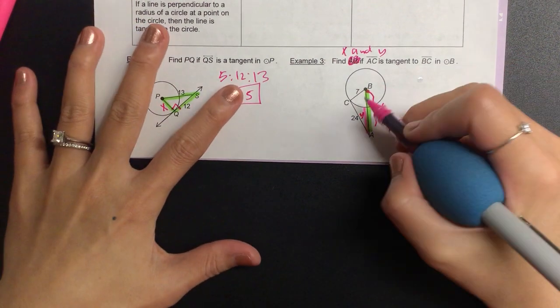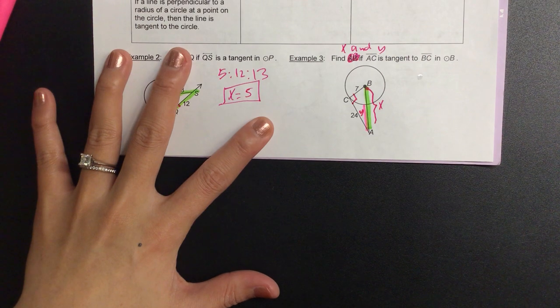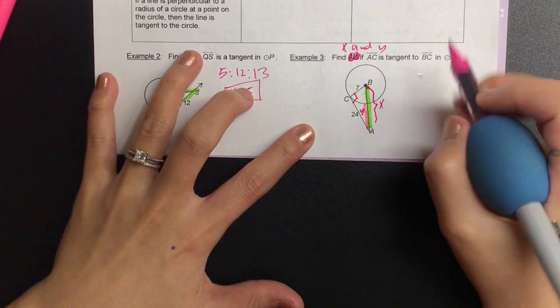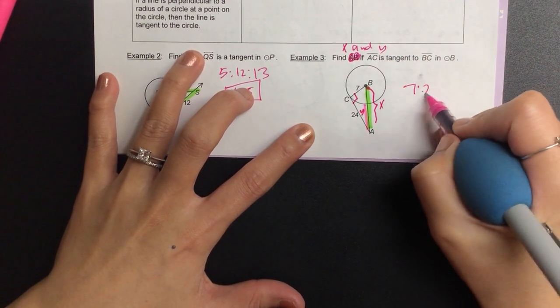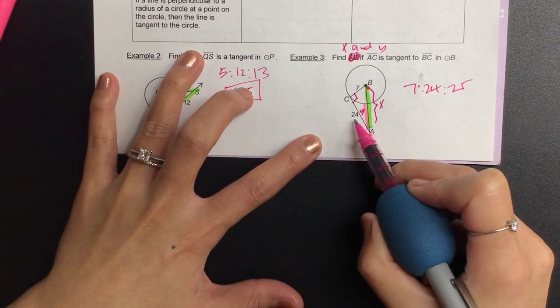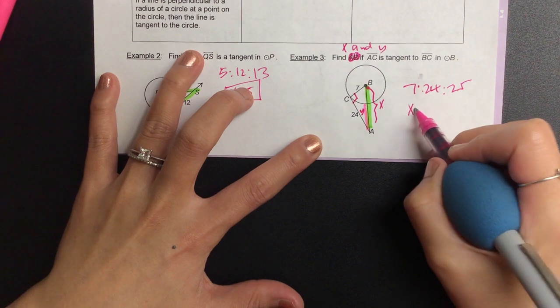Can we go ahead and put the right angle symbolic notation right here? Yeah. Which triple can I use on this one? 7, 24, 25. So we have the 7, we have the 24. That means our hypotenuse must be 25, so X equals 25.